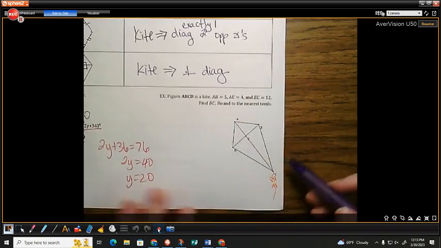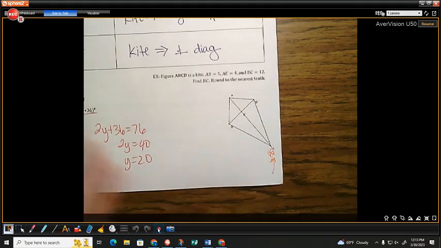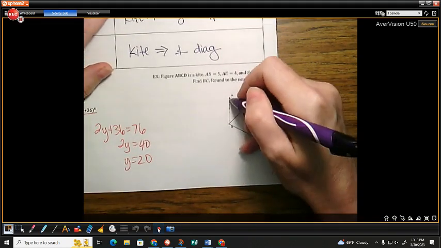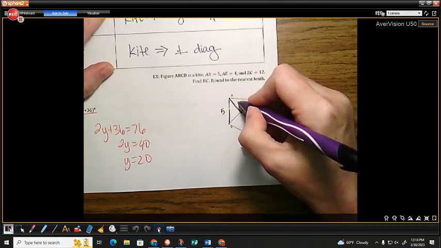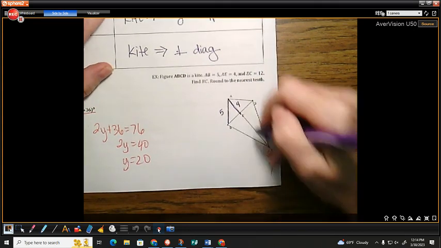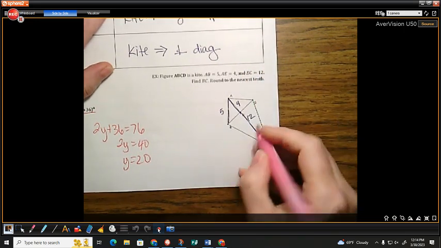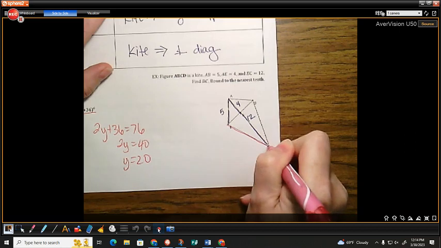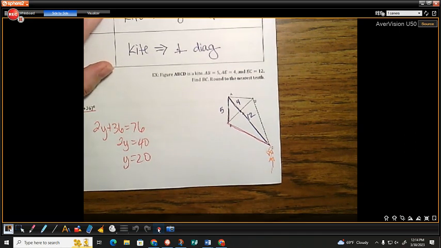All right, now look at this figure. It's a kite. See, its little tail and everything. It's so cute. Okay? Now it says AB has to equal 5, AE has to equal 4, and EC has to equal 12, and they want you to find BC. Thoughts on how we could accomplish this?